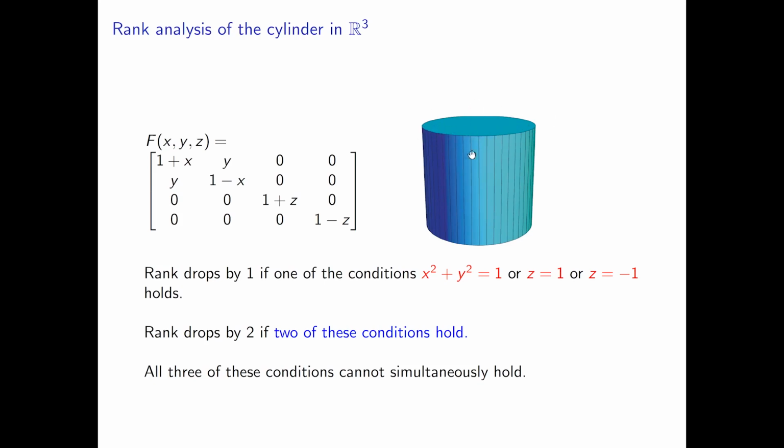So either you're on the top disk or the bottom disk, or you're on the boundary that looks like a strip. If 2 of these conditions hold, then you're either at the top circle or at the bottom circle, and all 3 of the conditions cannot simultaneously hold. So you can think about spectrahedra analyzed by rank hierarchically, just like polyhedra. It's a very, very analogous theory.